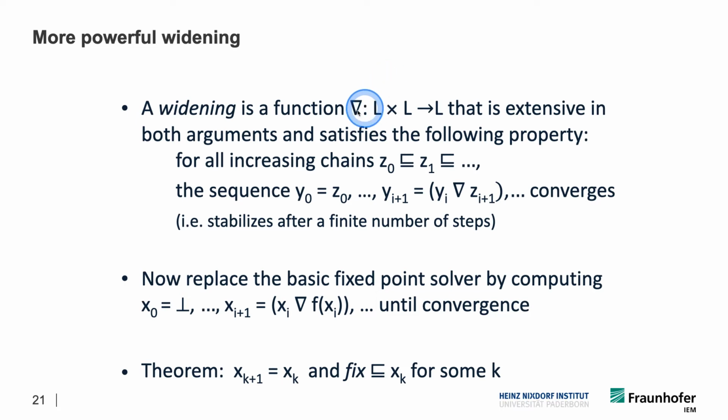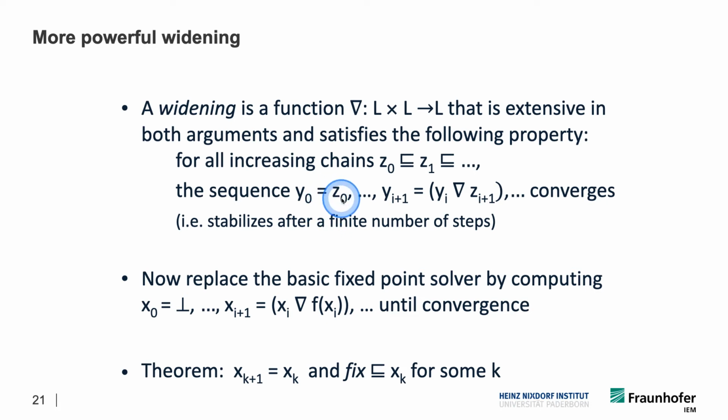So here we are assuming that we have a widening function that doesn't take a single argument, but two arguments, so two lattice values, where one is the value from the previous iteration and one is the value from the current iteration. And based on that, it creates a widened value. And it has to be extensive in both arguments and satisfies the following properties. So for all such increasing chains, we have the property that the following sequence converges.